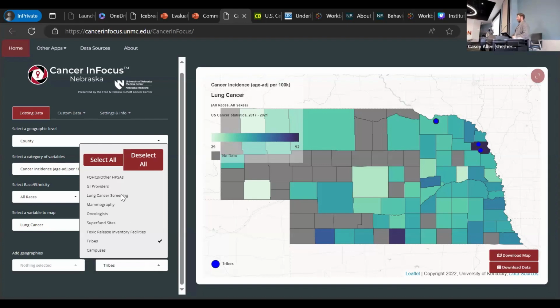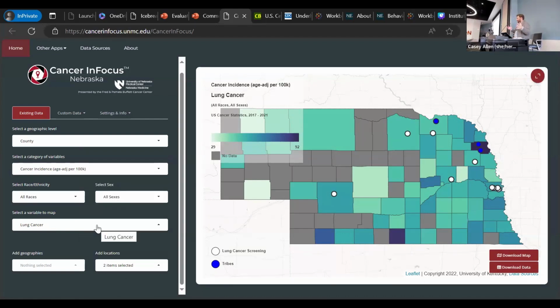We can also look at lung cancer screening sites. And we can see disparities start to emerge in the places where lung cancer screening sites are compared to where different populations are located. Again, seeing a big urban-rural divide. We have many lung cancer screening sites in Douglas County and not many for the rest of the state.